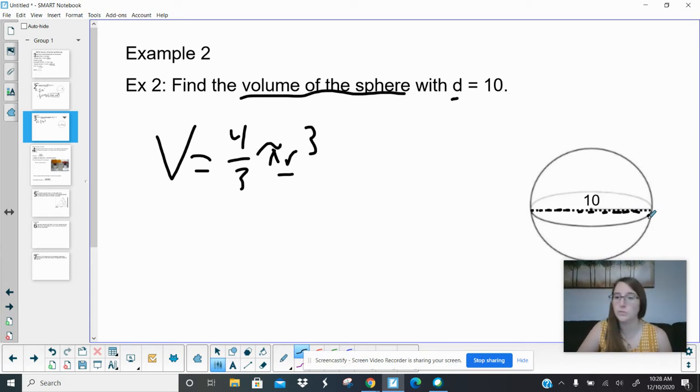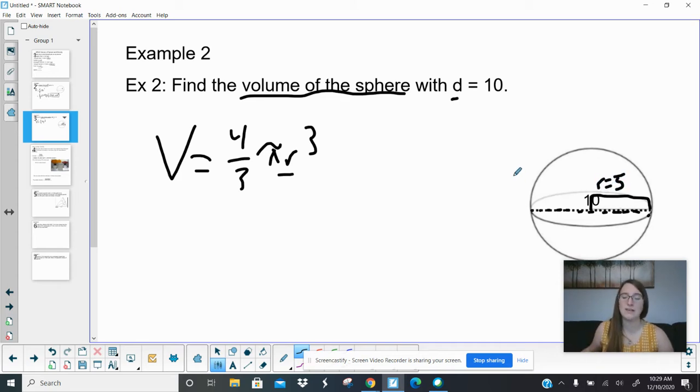You are not going to plug in 10 because we need to plug in the radius, which is half of that. Diameter is the whole thing, radius is half. So if my diameter is 10, what does my radius have to be? 5, right? R equals 5, half of 10.